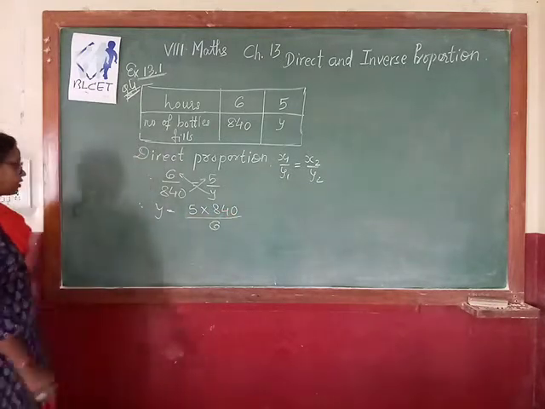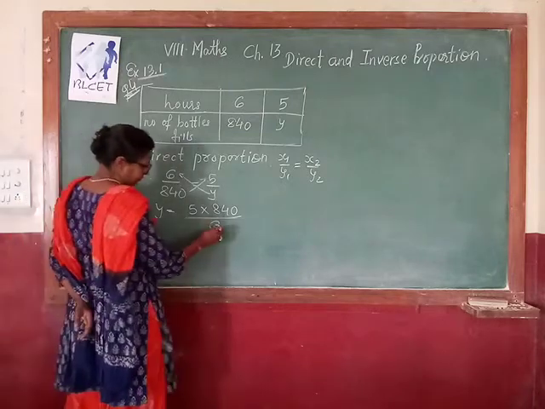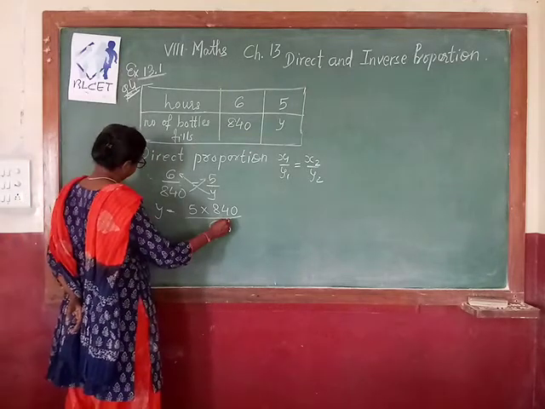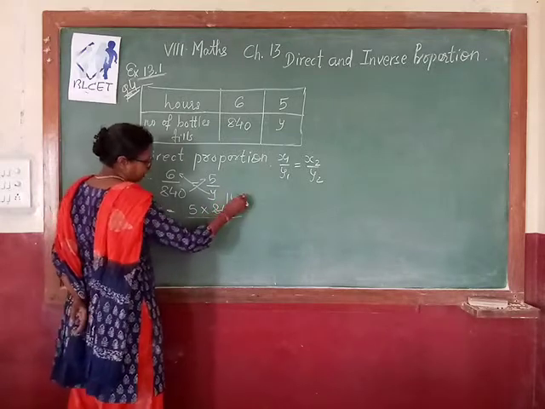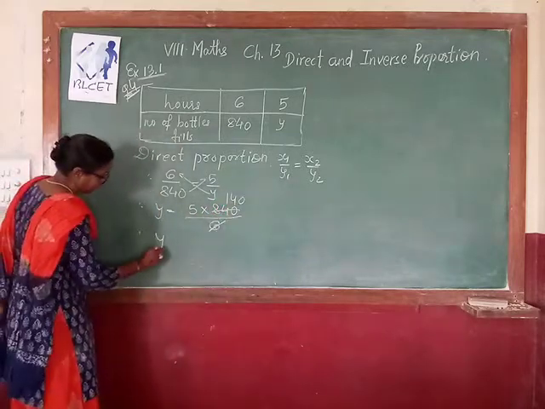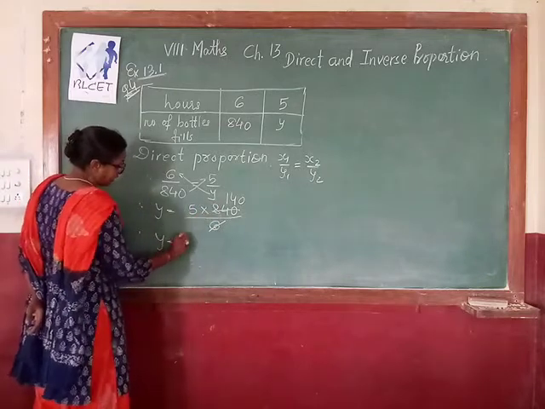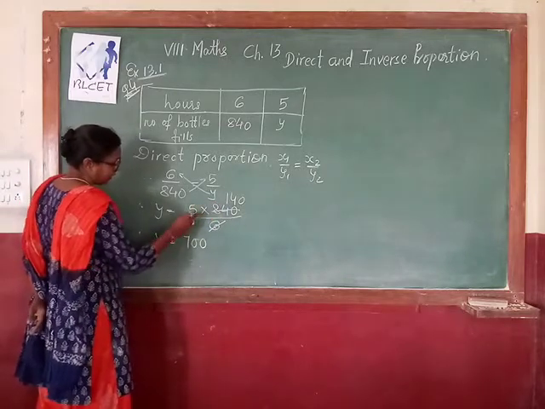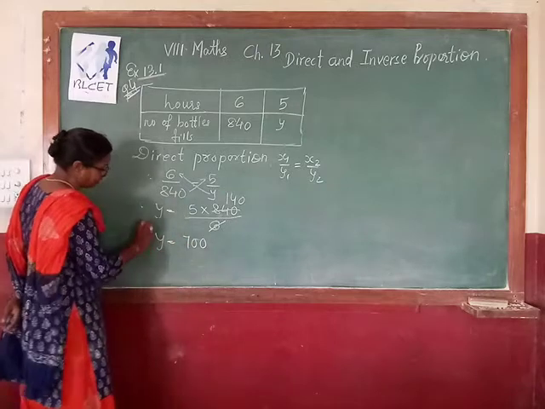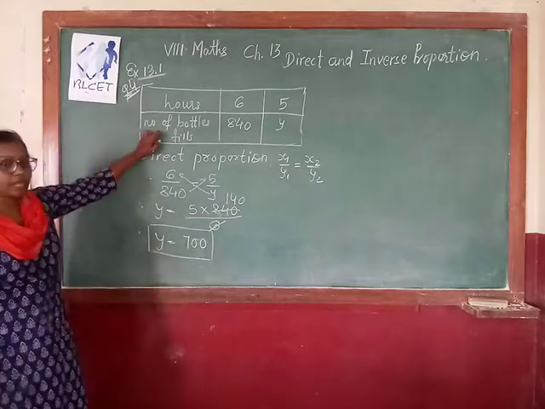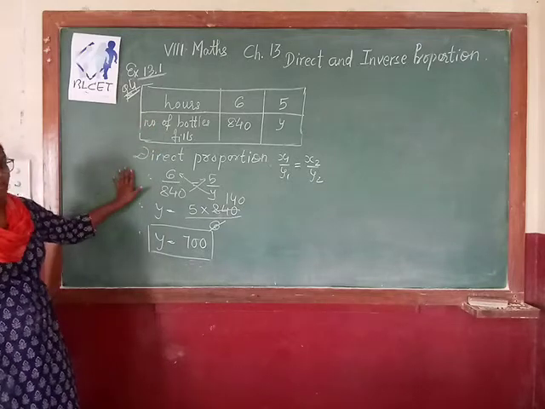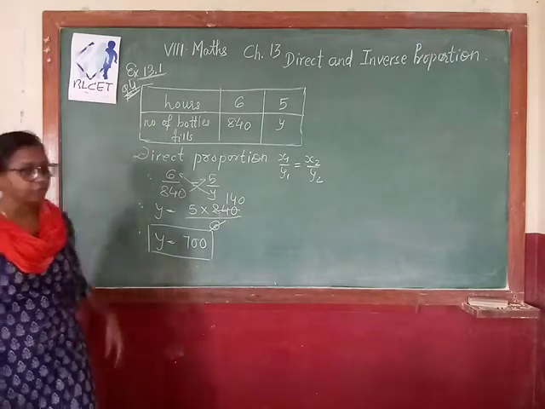Do the cancellation. 14 6s are 84. So it is 140. So therefore y is equal to what? 700. 14 5s are 70, 10 is there. So in 5 hours it can fill 700 bottles. So this way we can solve question number 4. Move on to the next question.